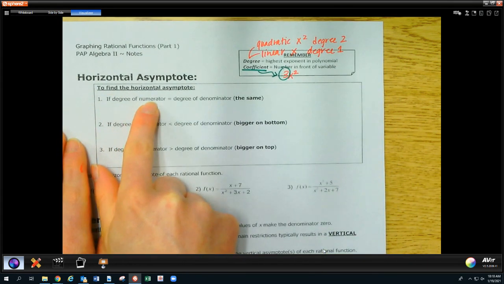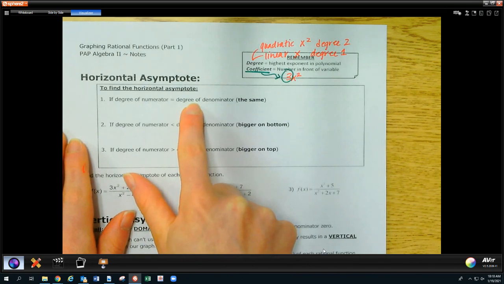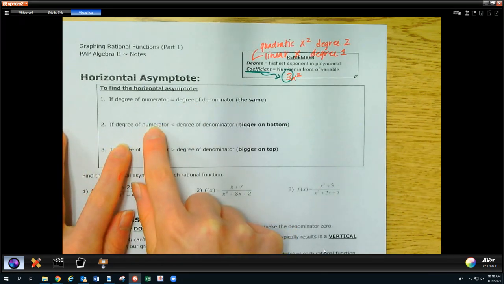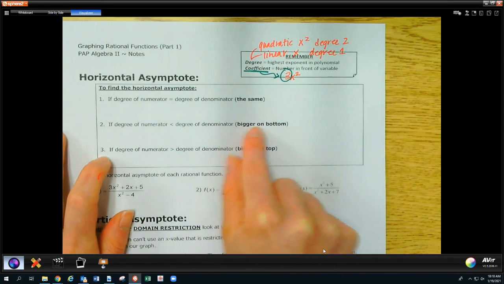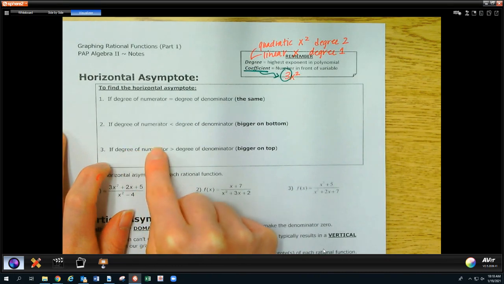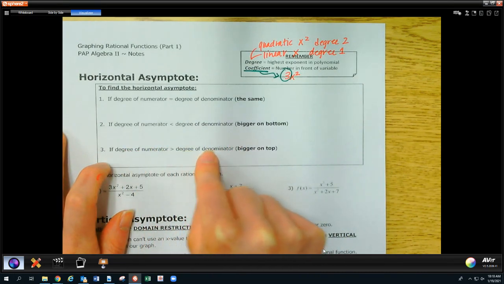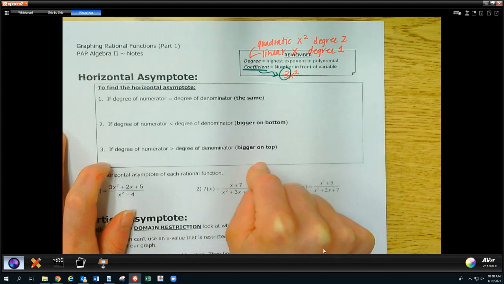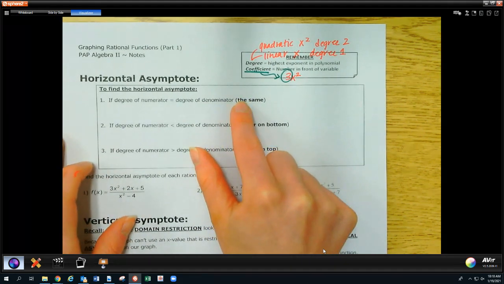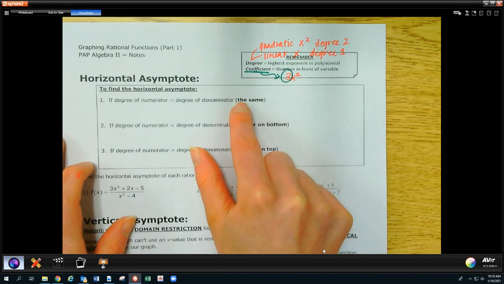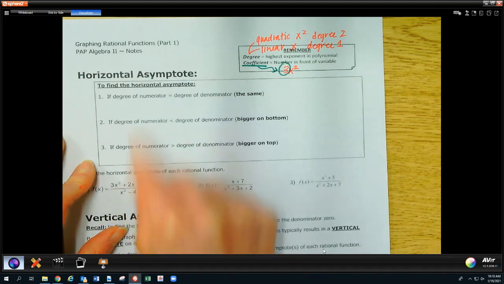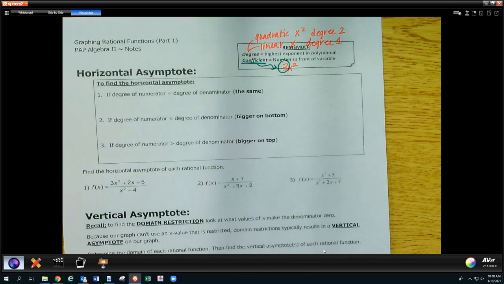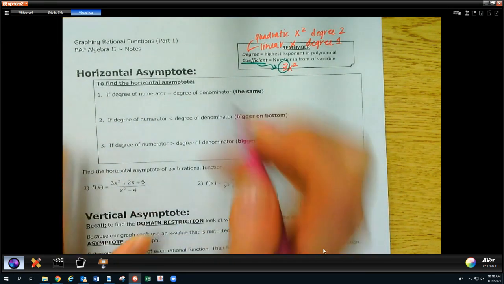The degree of the numerator could be the same as the degree of the denominator. The degree of the numerator could be less than the degree of the denominator, which means it's bigger on bottom. And the degree of the numerator could be larger than the degree of the denominator, meaning it's bigger on top. If they're the same, meaning you have a linear over linear or a quadratic over a quadratic, like x squared over x squared, both degree 2 over degree 2, you are going to divide the leading coefficients.